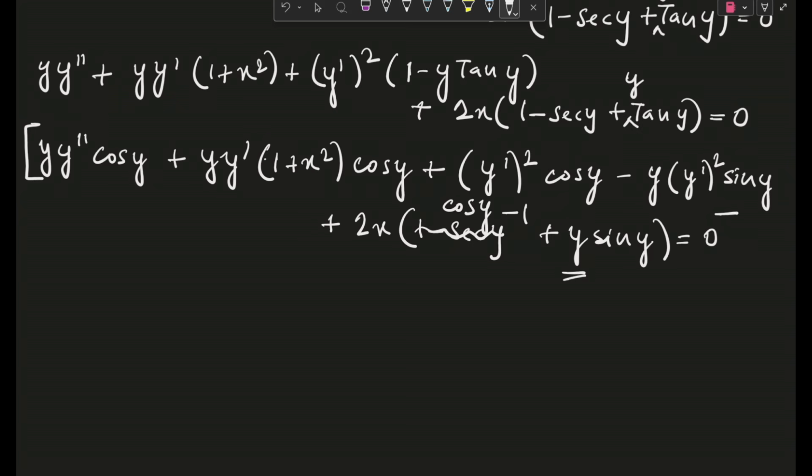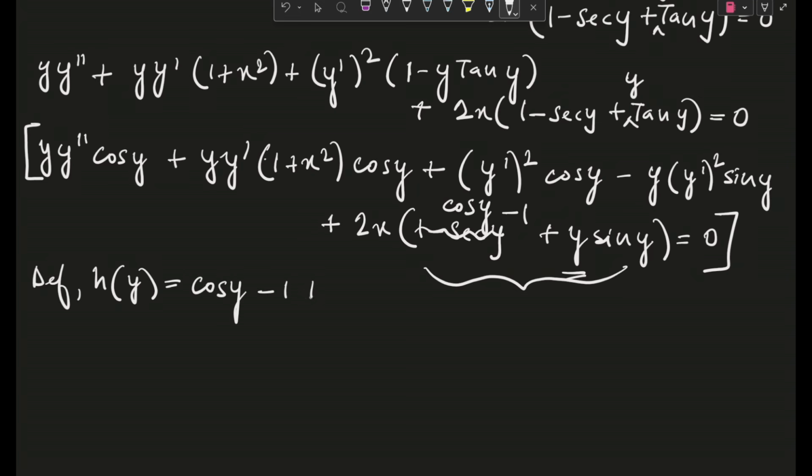Now what we are going to do is take this particular bracketed expression inside, and we will define another function, h of y, in terms of y, please remember. And let this be equal to cosine y minus 1 plus y sine y.